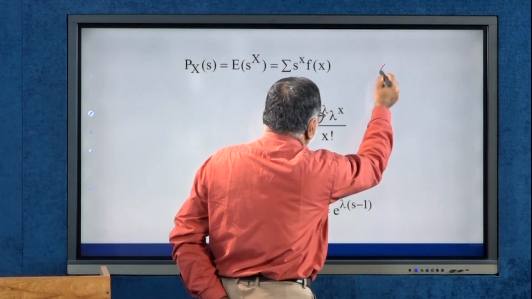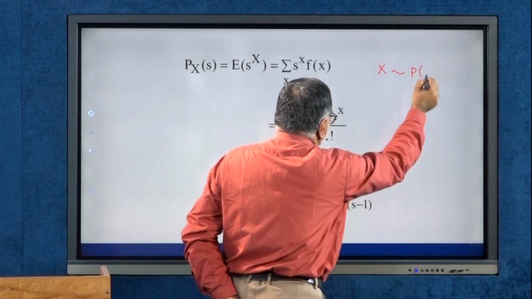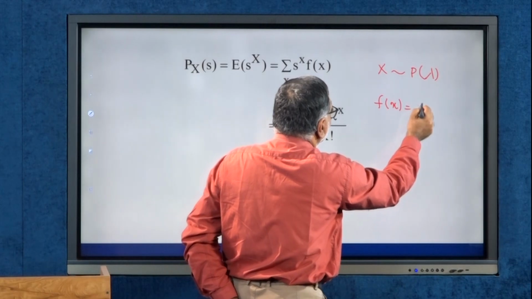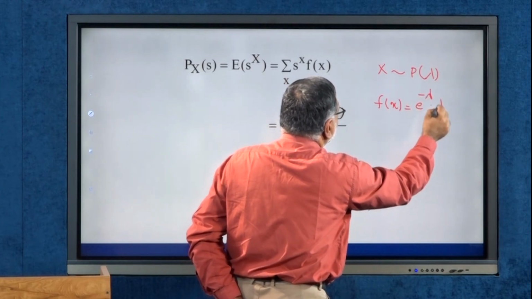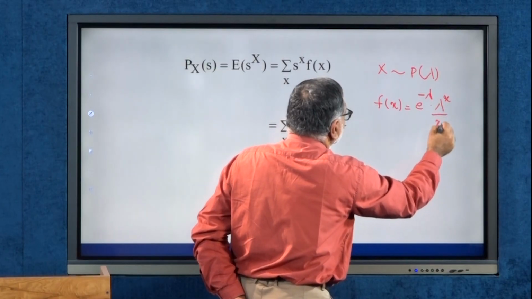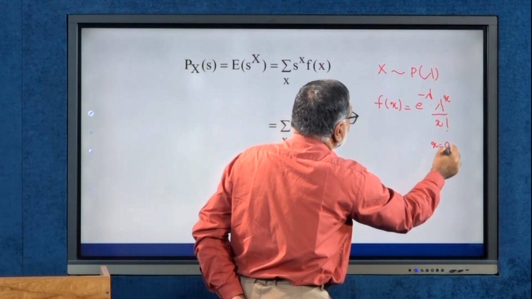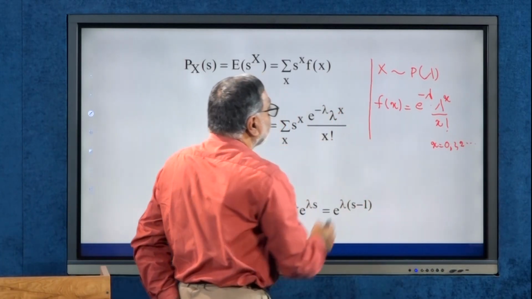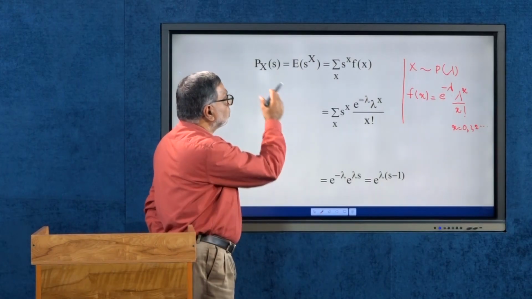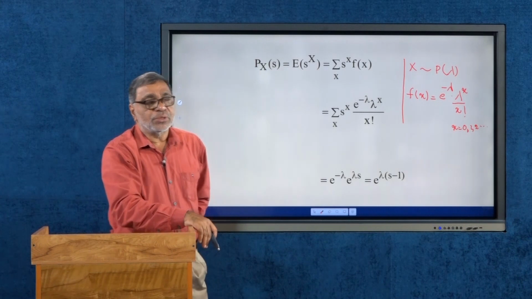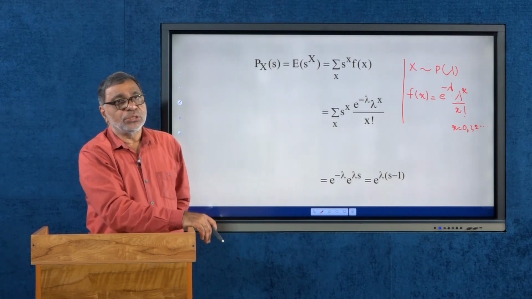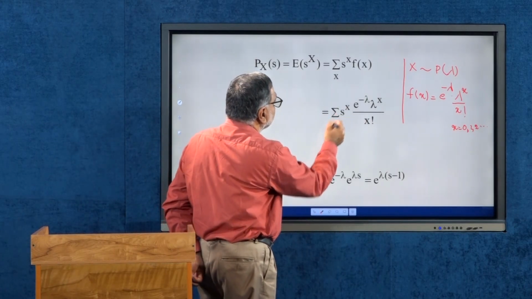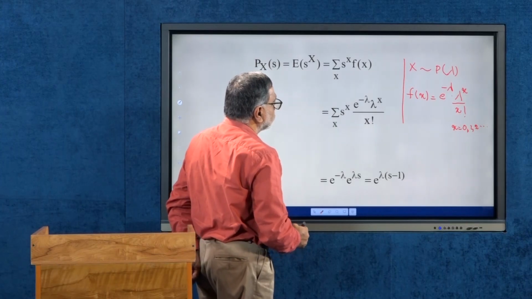Since X is a Poisson random variable, f(x) is equal to e power minus lambda, lambda power x divided by x factorial, where x is equal to 0, 1, 2, etc. So, this is our Poisson probability mass function, and in order to find the probability generating function of the Poisson distribution, you substitute f(x) here, and that is the sum over x of s power x e power minus lambda lambda power x divided by x factorial.